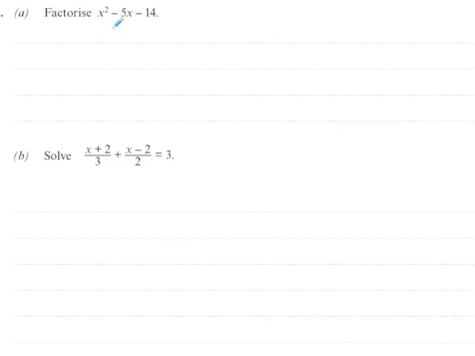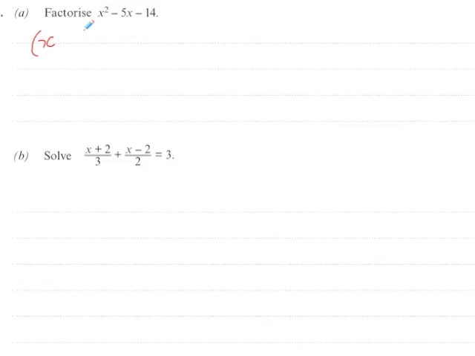So what you need to do to factorise is look at this number first. Look for two numbers that multiplied together give you minus 14. My suggestion would be plus 2 times minus 7, because the other thing you need to do is add the plus 2 and minus 7 together, and it needs to give you minus 5. So that's how you start factorising.